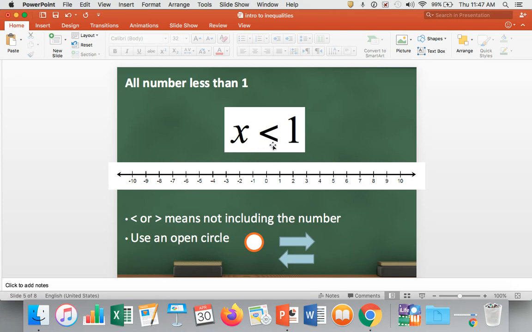x is less than 1. When we graph this on a number line, we take a dot and we put it at the 1. We then look at the direction of your less than symbol, and it's going to the left. So we would make our little arrow go to the left.